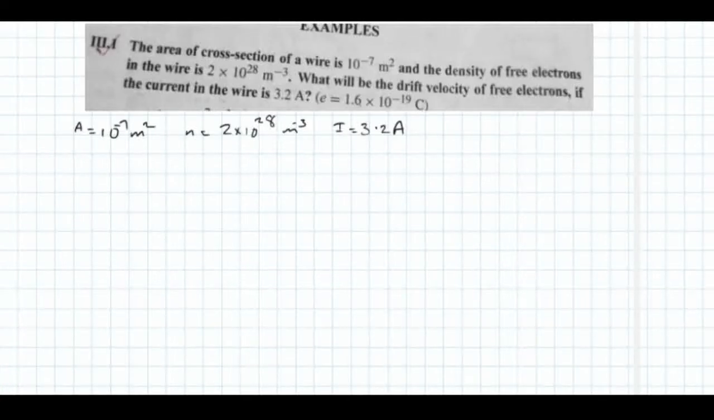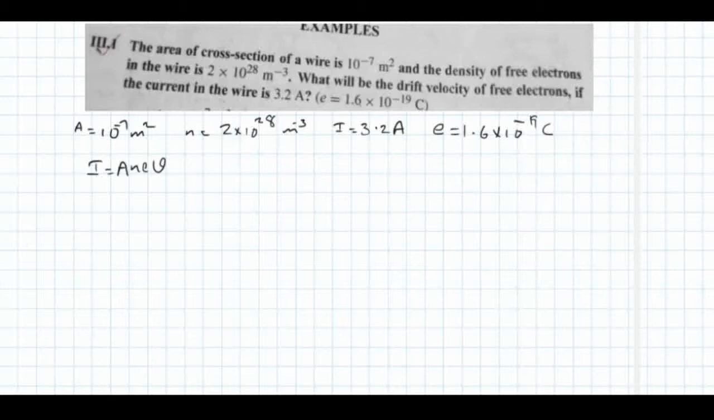So we may list out the data given. Area is given. Then density of electrons means it is a number density, or the number of electrons present. Then current is also given. So how to connect current with drift velocity? I is equal to A N E V, which connects current with the drift velocity, where we represent the drift velocity by V.